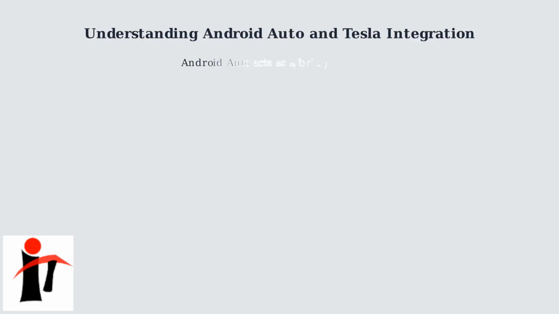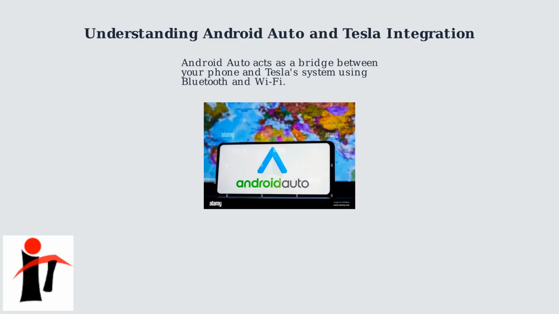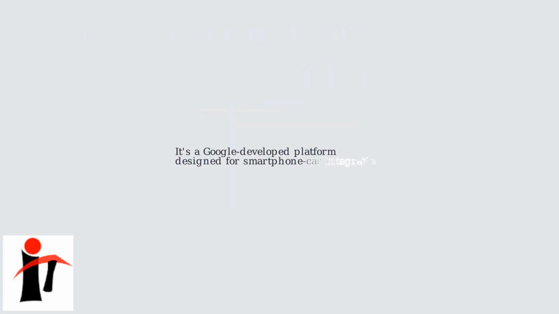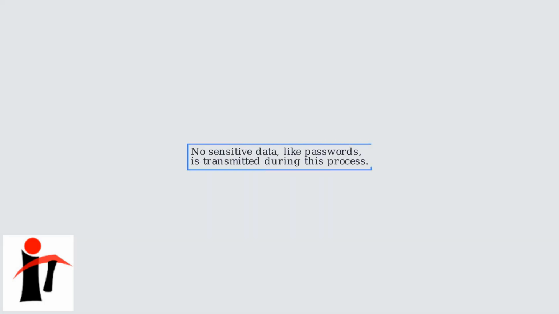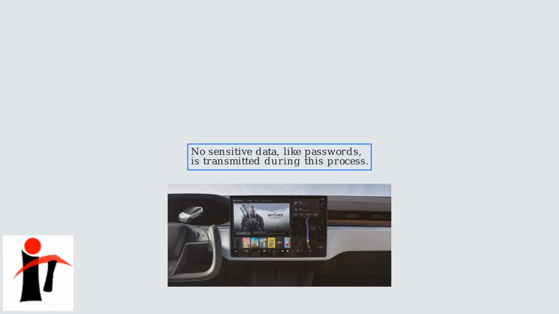Android Auto acts as a bridge between your phone and Tesla's system using Bluetooth and Wi-Fi. It's a Google-developed platform designed for smartphone car integration. Tesla's infotainment system pairs with Android Auto via Wi-Fi Direct, creating a secure local network for low-latency casting. No sensitive data, like passwords, is transmitted during this process.